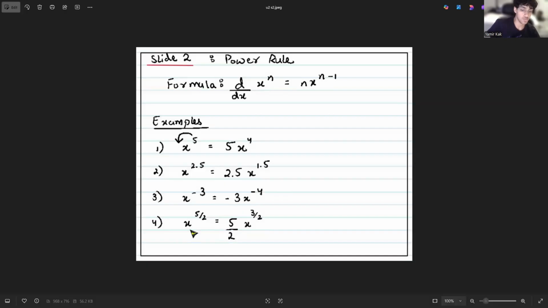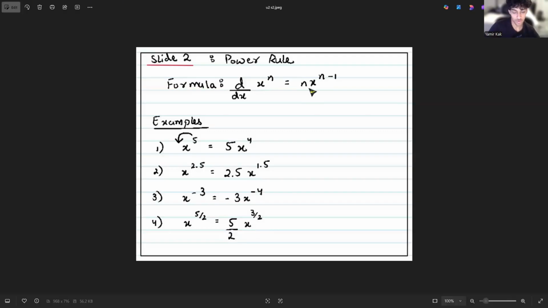And then lastly, when we have x to the power of 5 over 2, this is with a fraction now, it's nothing different. You would bring the fraction to the front, it would become our coefficient. So then 5 over 2 x, and then you just subtract 1 from the exponent, so 5 over 2 minus 1 would become 3 over 2. So then 5 over 2 x to the power of 3 over 2.